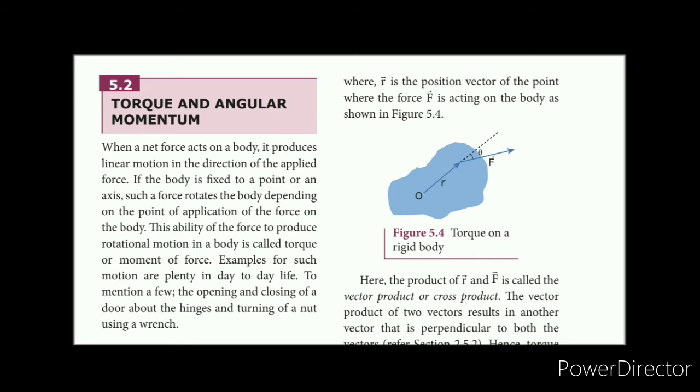The ability of the force to produce the rotational motion in a body is called torque. Note it down. What is meant by torque? The ability of the force to produce the rotational motion in a body is called torque, or it is called moment of inertia. There are a lot of examples in day-to-day life. To mention a few: opening and closing the door about the hinges, and turning the nut using the wrench.